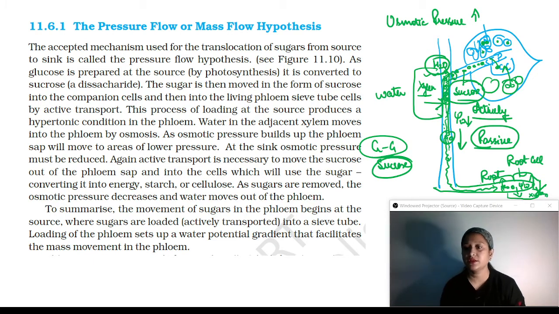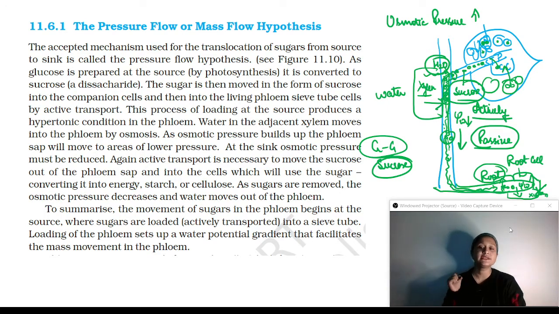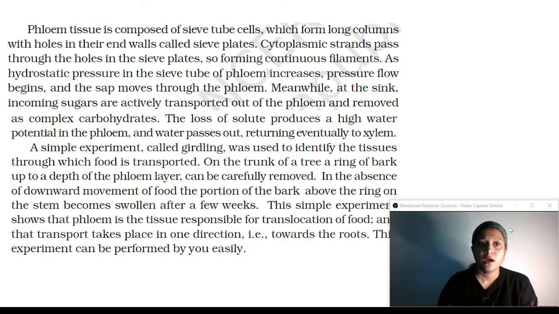So if we have taken the root as a sink, the food is moving from the sieve tube and will reach the root. The root will absorb the sucrose, and what will happen? When the solute, the sucrose, is absorbed, the water potential will increase. When the water potential increases, water will move to the xylem again. Simple. So this is the pressure flow or mass flow hypothesis.